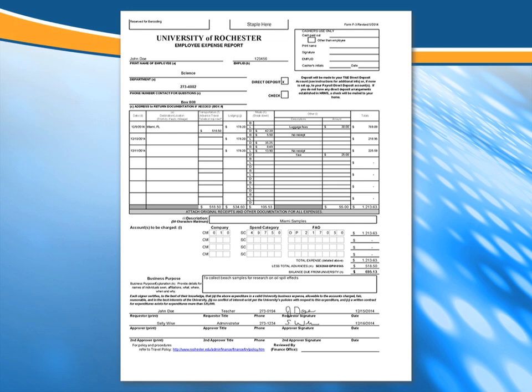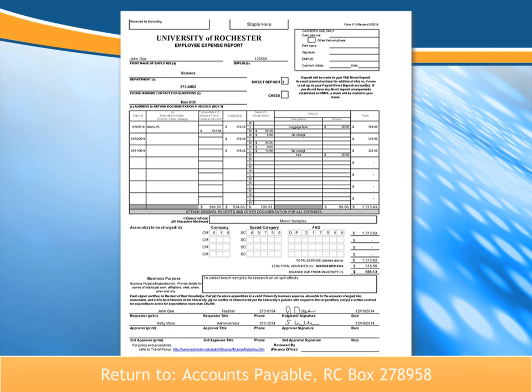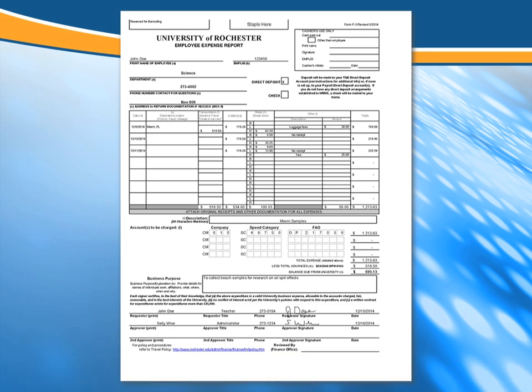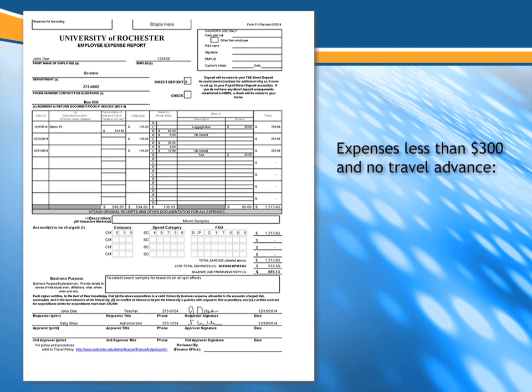Now it's time to attach your receipts. Tape your original receipt to an 8.5 by 11 sheet of paper and staple them to the center of the form as indicated. Be sure to include a receipt for every expense. Return the F-3 form to Accounts Payable, RC Box 278958. And you're done.